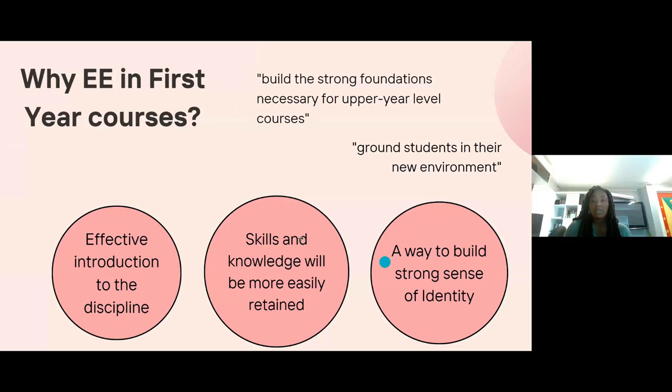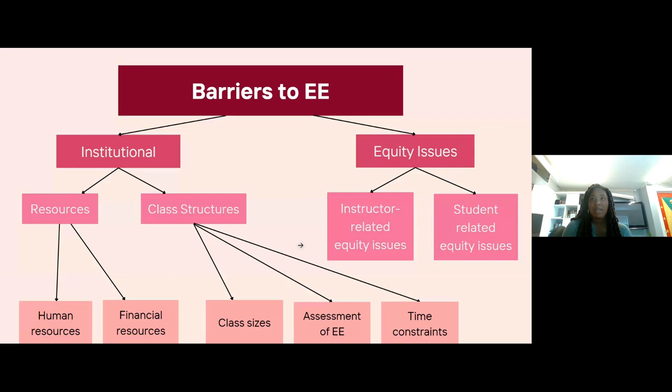So when analyzing our instructor interviews, we found that barriers to experiential education can be divided into two broad categories: institutional or school-related barriers and equity barriers. Starting with institutional barriers, those can be split into two subcategories: access to resources and class structures. Let's start with class structures.